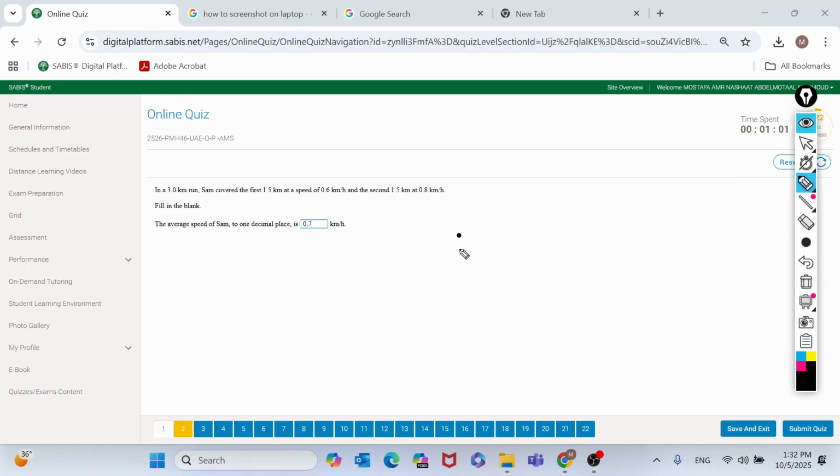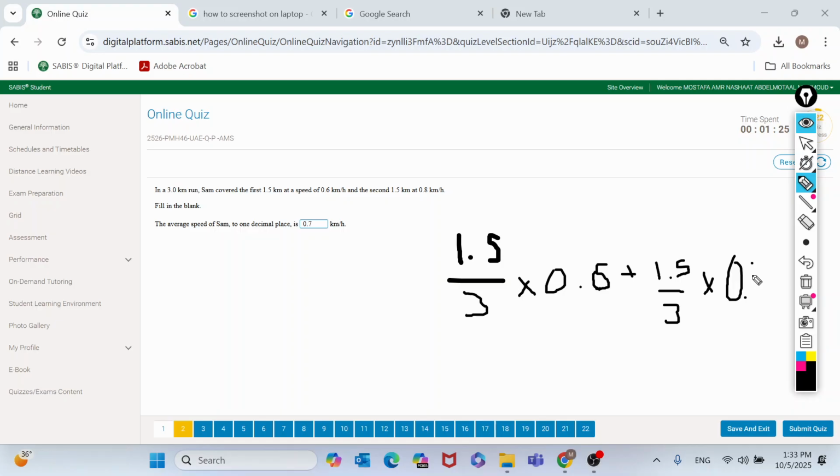So you can do it 1.5 over 3 times 0.6, the distance over the whole thing times 0.6, plus 1.5 over 3 times 0.8. You get 0.7.